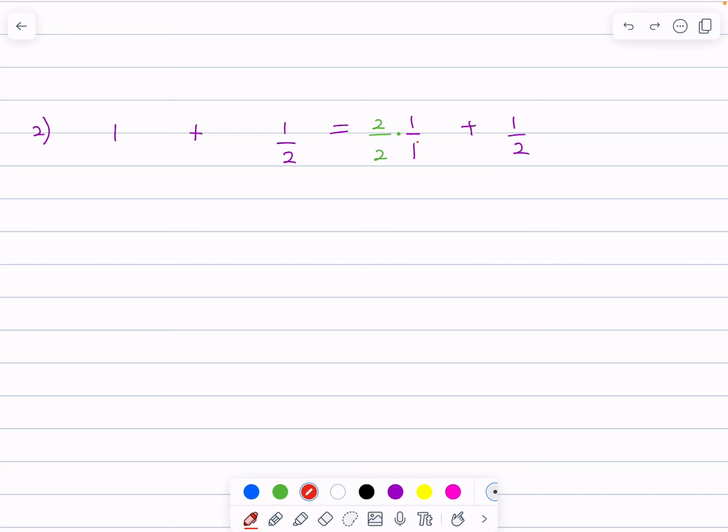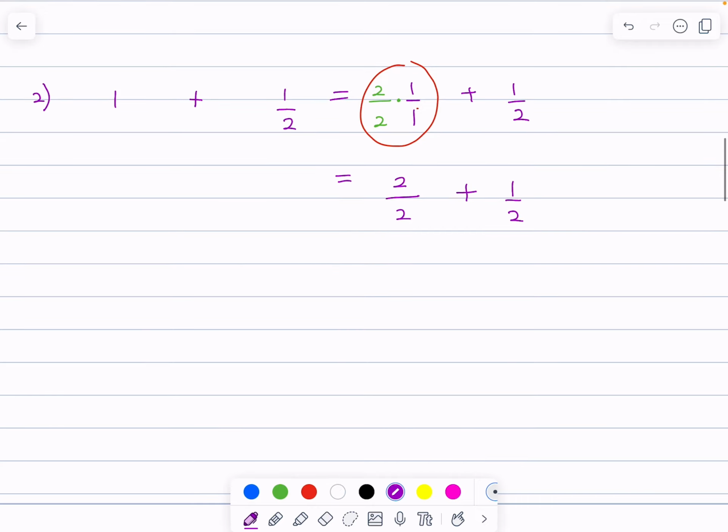Okay. Now, if you multiply that first part, what do you get? So we are going to get 2 over 2, right? When you multiply this first part, you get 2 over 2. If you multiply the numerator and the denominator, 2 times 1 is 2, 2 times 1 is 2. Okay, then you have a plus 1 over 2. I hope this makes sense.